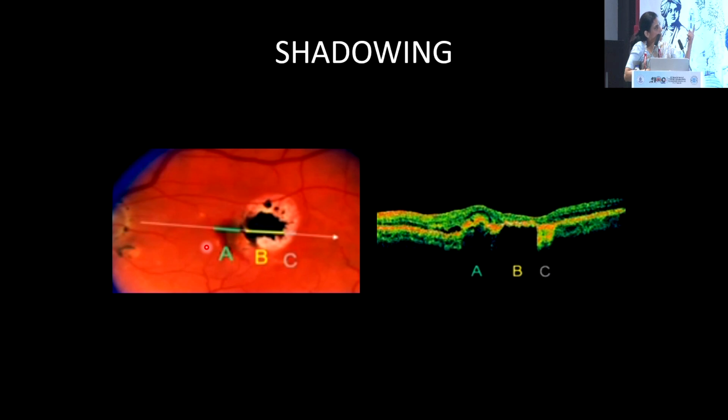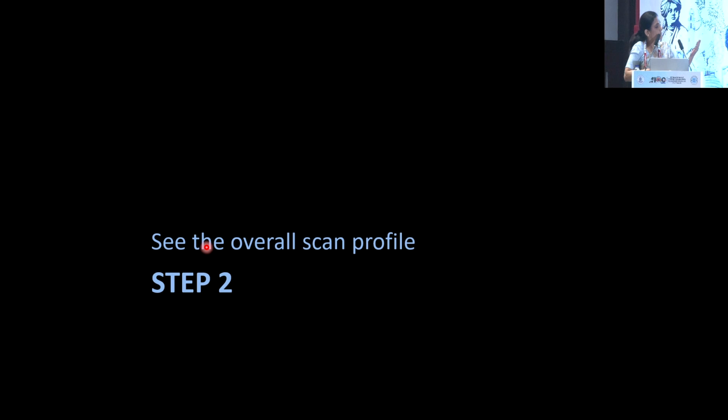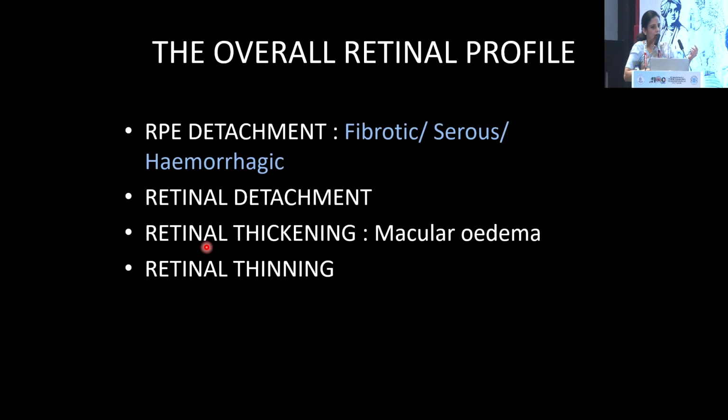Also, where there is atrophy, you start seeing more of the choroidal layers. If there's atrophy of the pigment epithelium, you see more of the choroid. If there's any pigment deposition over there, then it will obscure the deeper layers. So like here, there's scar tissue, it's obscuring the deeper layers. Then see the overall scan profile.